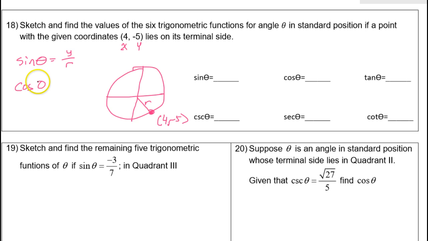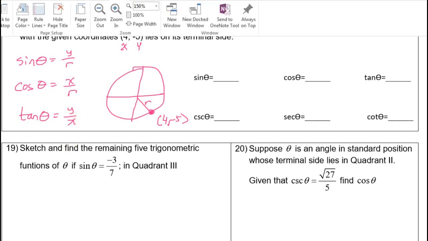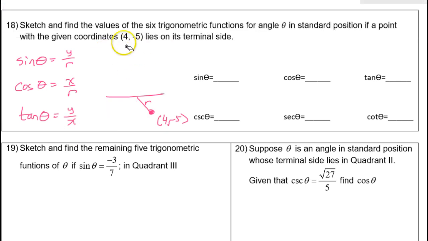Cosine is x over r, and tangent is y over x. Now, of course, the other trig functions are reciprocals of these. Let's see, do they have these lined up nicely for us? Yes. Cosecant is the reciprocal of sine. Secant is just the reciprocal of cosine, and cotangent is just the reciprocal of tangent.